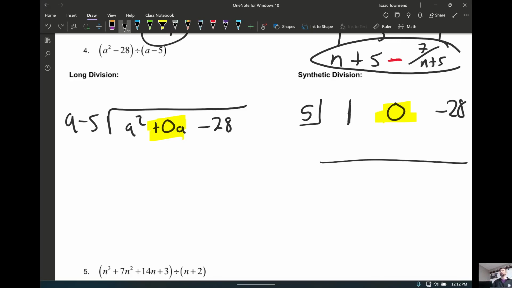So there's the setup for the 2. So long division, first part of your answer times a is supposed to give you a squared. So that would be a. A times a is a squared. Then a times negative 5 is negative 5a. And this might be where you want to put the plus 0a here, just so that you have a place to line it up. But again, technically, if you're careful about combining like terms, you don't have to do that. Change the signs and add.